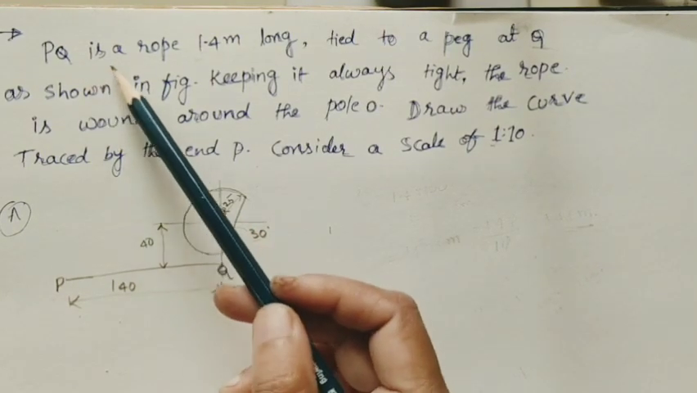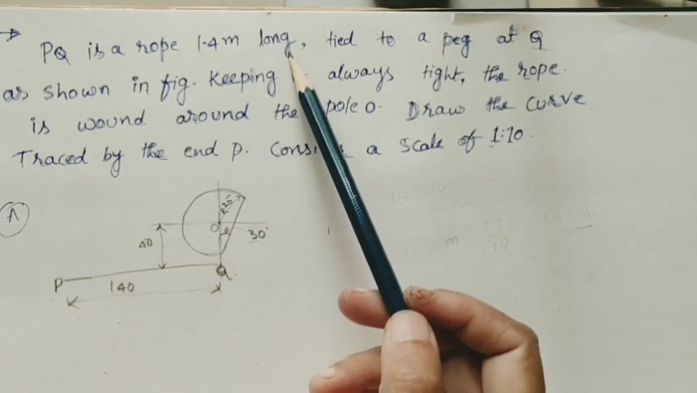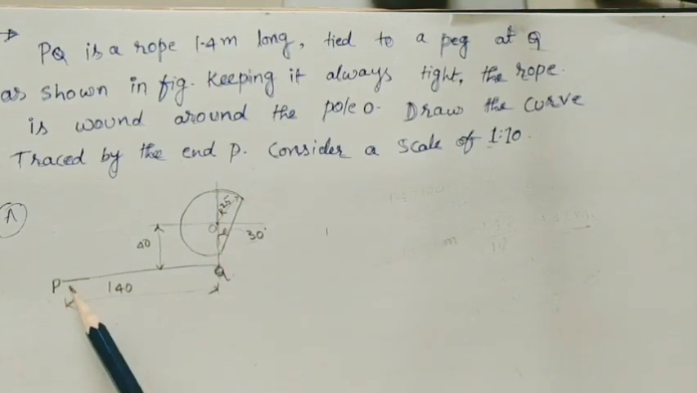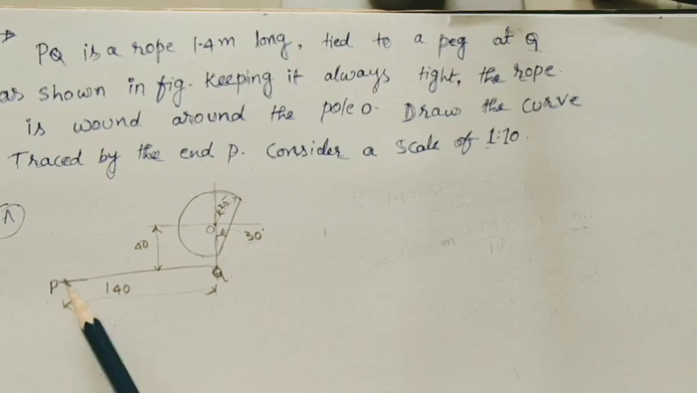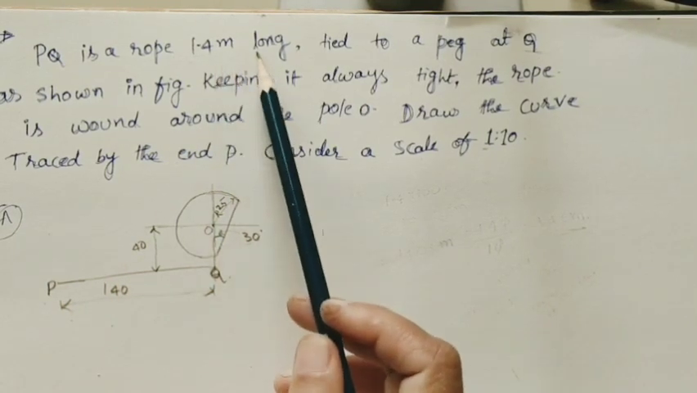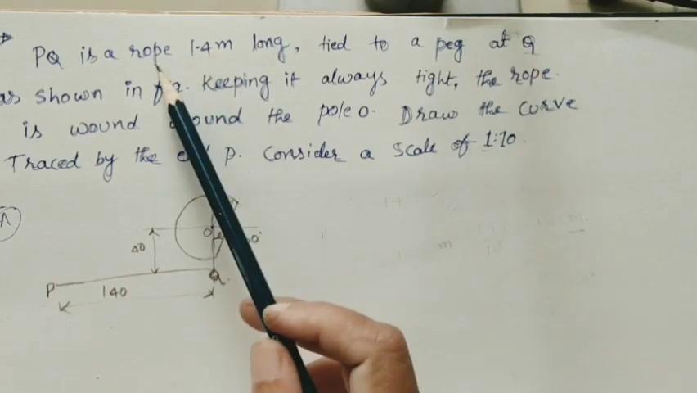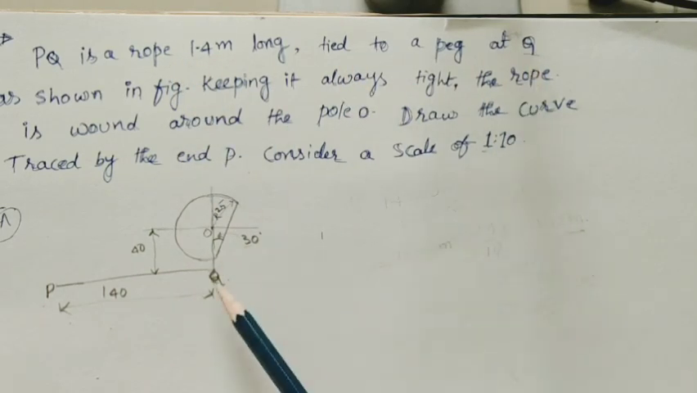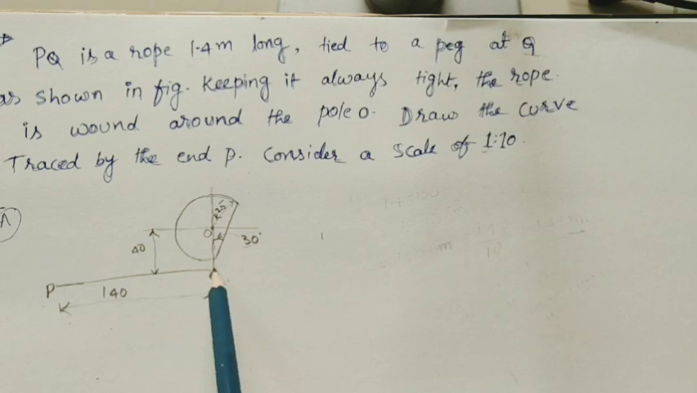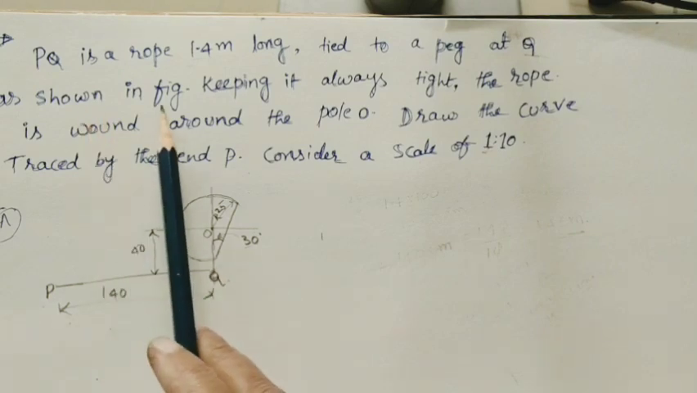Let us take PQ is a rope 1.4 meters long. In the given diagram, PQ is the rope, one end is P, one end is Q. It is 1.4 meters long, tied to a peg at Q. This rope is tied at point Q, so this rope is fixed at this Q point as shown in the figure.